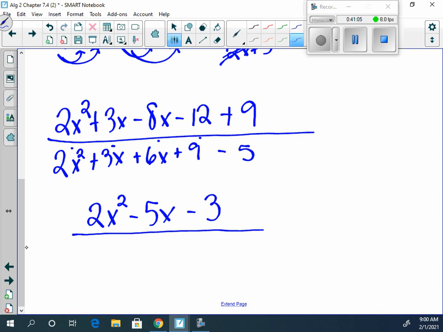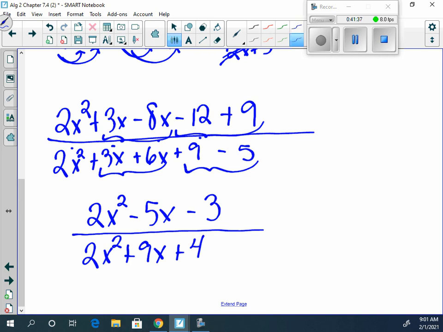Now our next step is we combine the like terms. The 2x squared, there's no other squares. 3x minus 8x gives us negative 5x. And negative 12 plus 9 gives us negative 3. Now the denominator, again, we have 2x squared, because there's no other x squared terms on bottom. 3x plus 6x is going to be plus 9x. Plus 4. You could definitely factor.